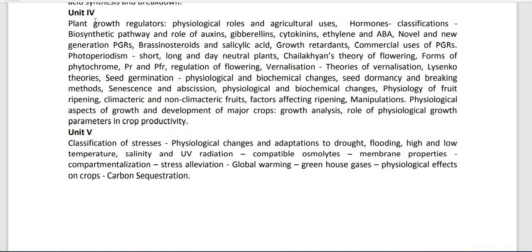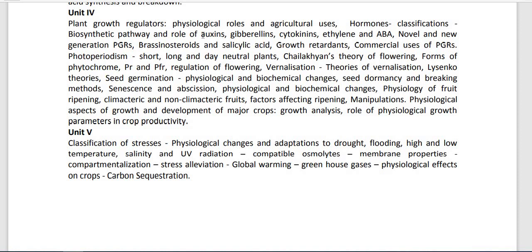In Unit 4, they deal with three important things. One is plant growth regulators, another is the physiology of flowering, that is photoperiodism and phytochrome, and the third one is related to germination and dormancy of seeds. First, coming to plant growth regulators, you have to know what plant growth regulators are and their definition.